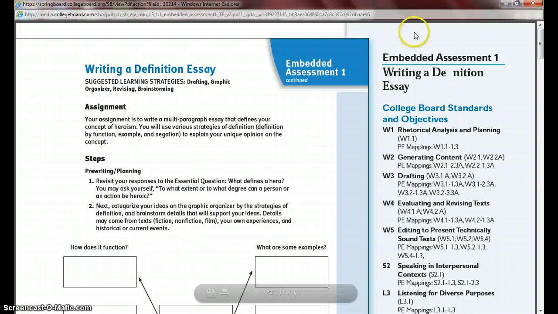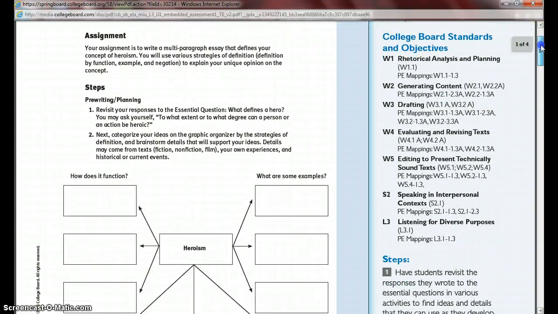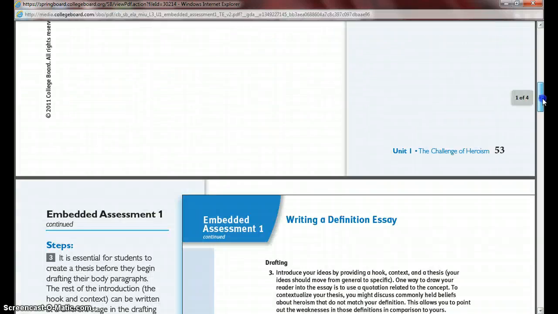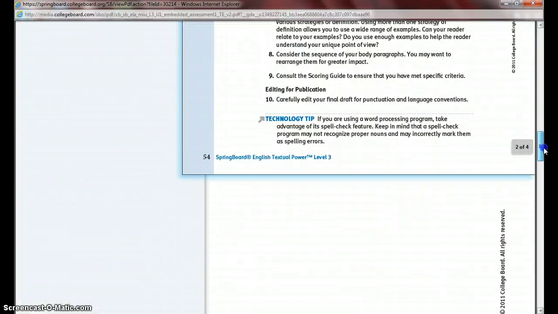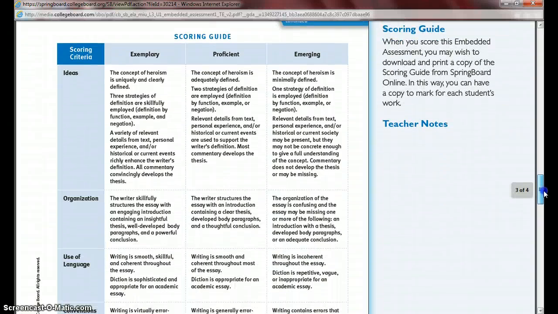This will give you the view of what's in your Springboard TE. And really the only thing that's different from the students is your wraparound side pages. And the way I would start would be by looking at those embedded assessments.